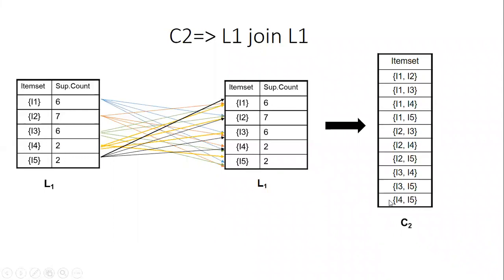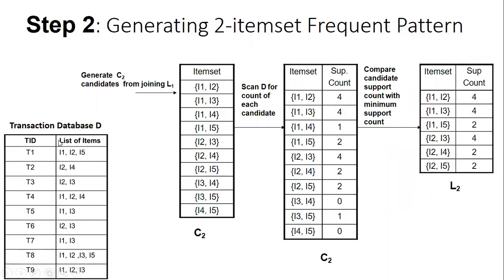Next, what do we have to do? We have to scan the database and find the support count of these item sets. That we'll see. So this is the original database, and we have got C2 like this.